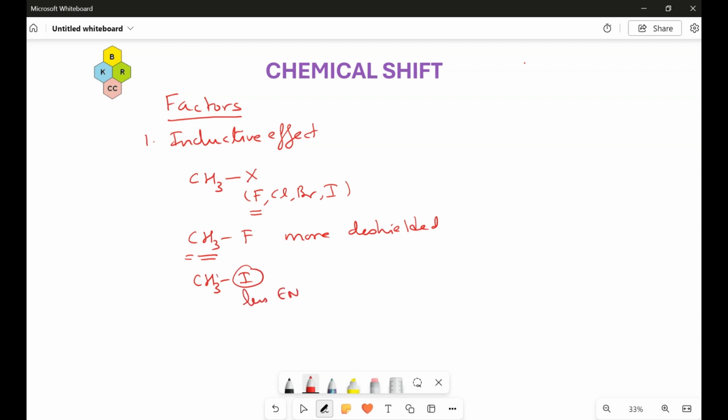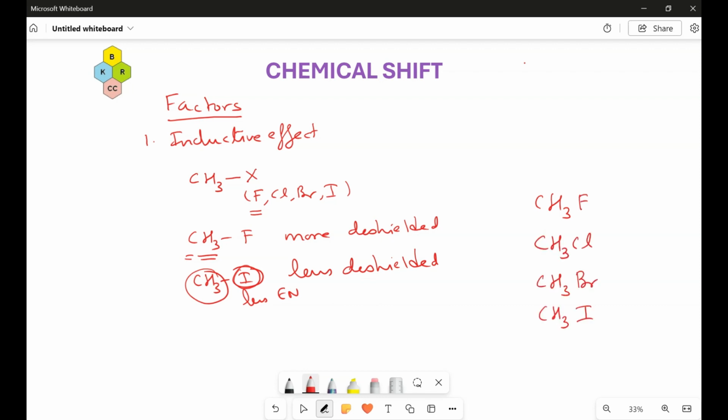So the CH3 hydrogen and the carbon will be less deshielded. Compared to the reference, it will be deshielded, but the effectiveness of deshielding will be less for iodine compared to fluorine. Okay, so this is inductive effect. So if I take CH3F, CH3Cl, if I compare the methyl halides, you can see that as I move down, the electronegativity is decreasing. So as a result, what will happen?